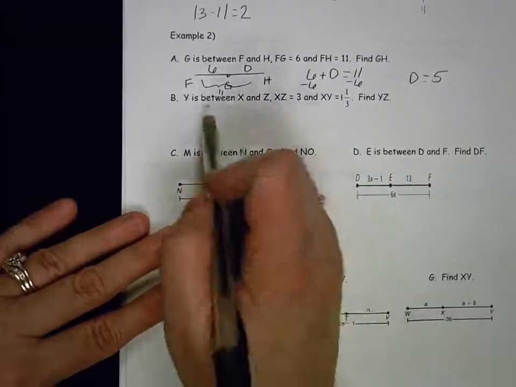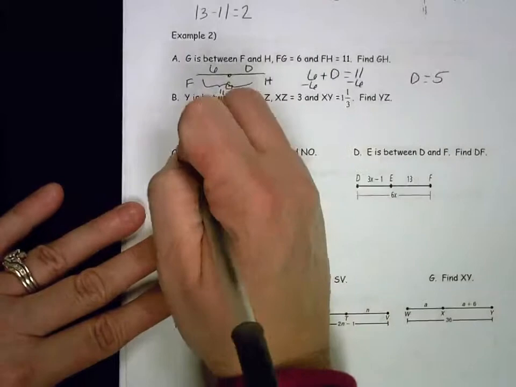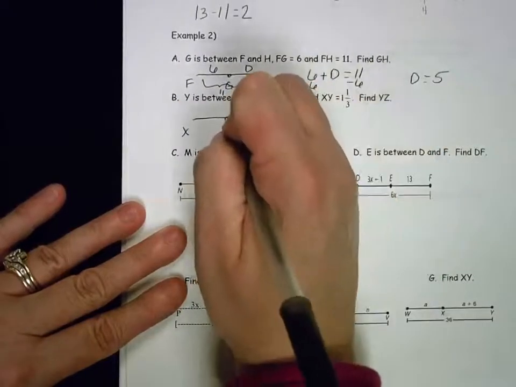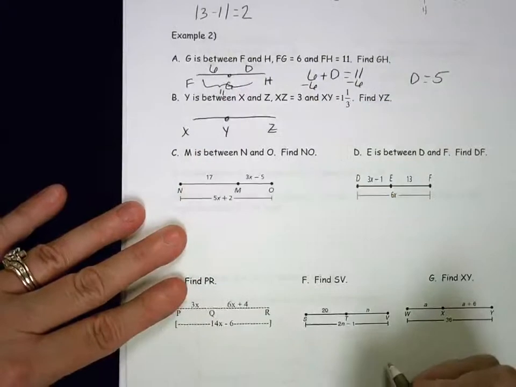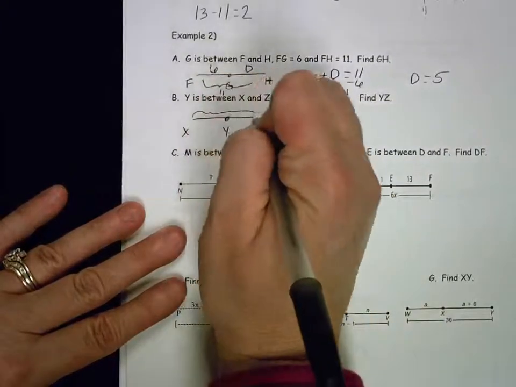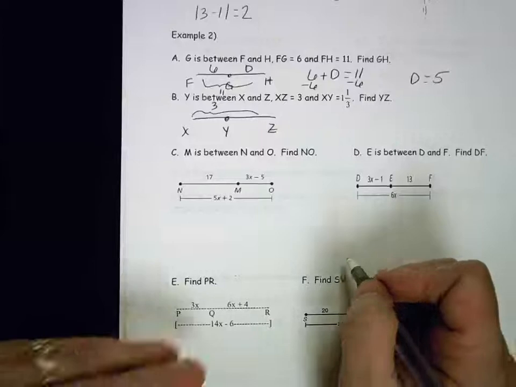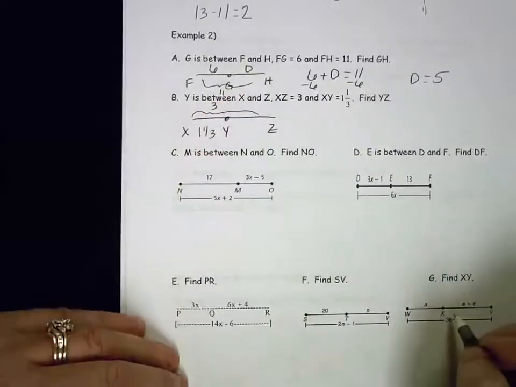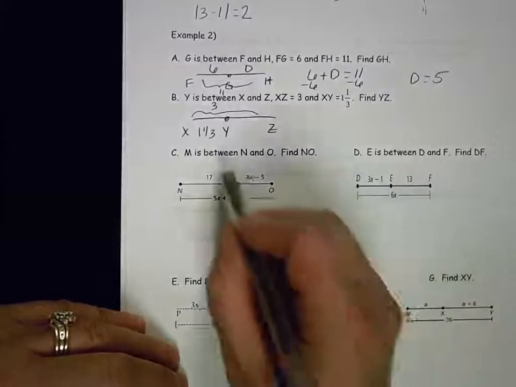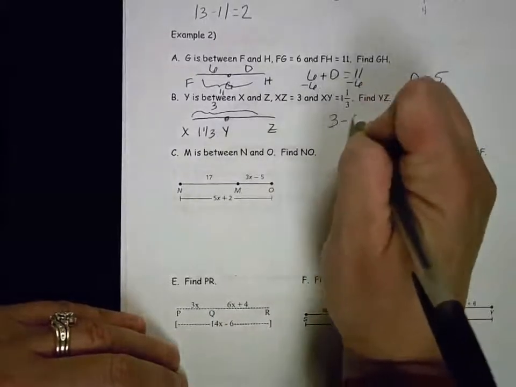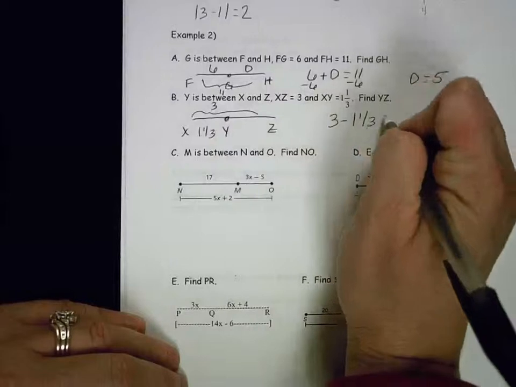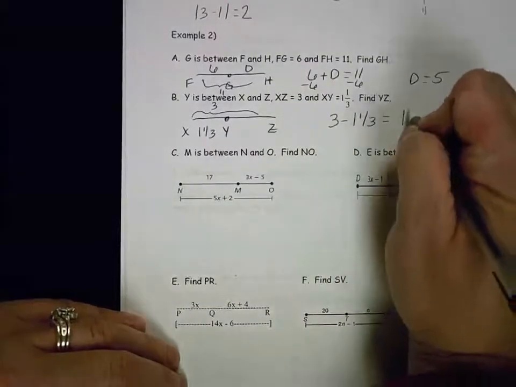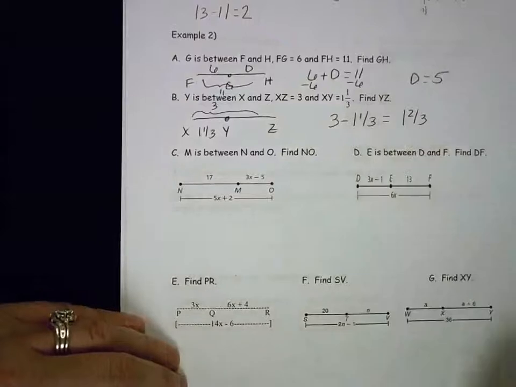Letter B, Y is between X and Z. So X, Z, and Y is somewhere here in between. XZ, this whole thing, is 3. This much is 1 1/3. And another way you could do this is just 3 minus 1 1/3, which would be 1 2/3.